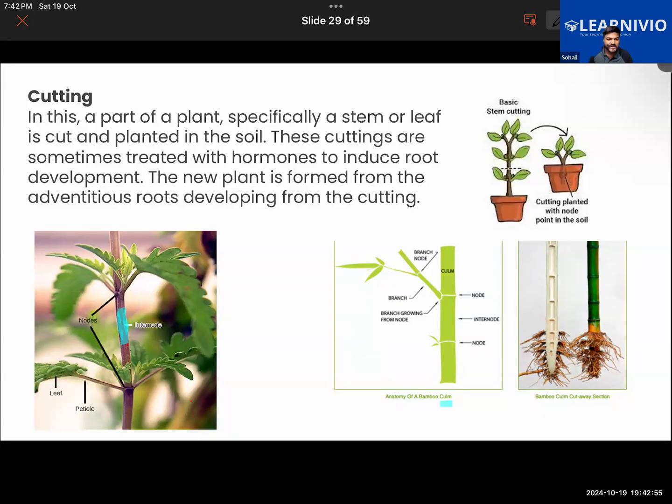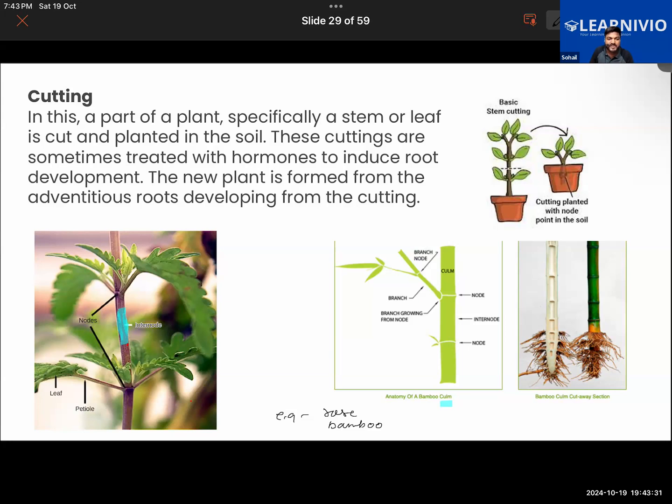So you guys understood what cutting is and how it is done? We basically take a stem of the plant and put it into the soil, but we need to make sure that the nodes are present on that stem. Only then is the new plant going to emerge out of it, right? This is the way it will be done. The examples of plants grown in this manner include the rose plant and the bamboo plant.